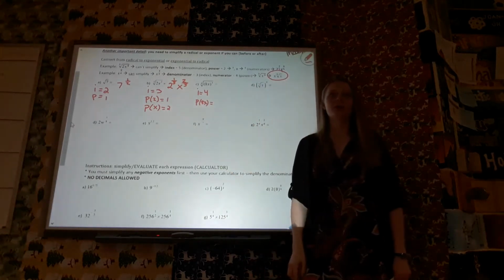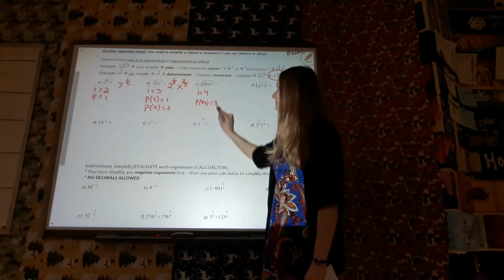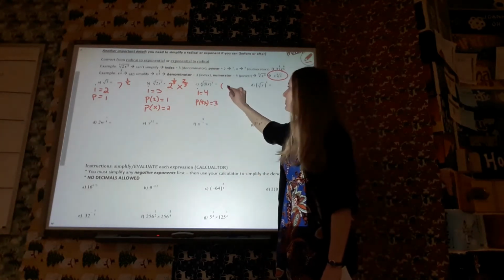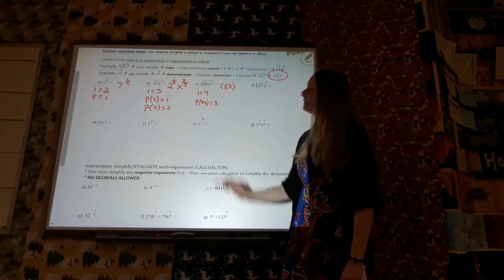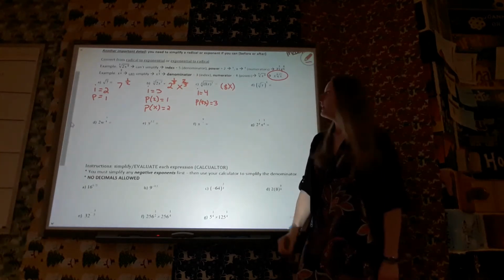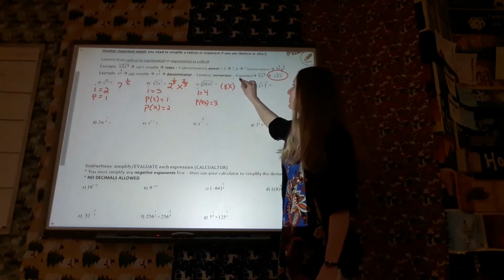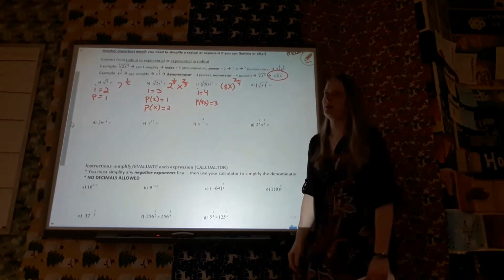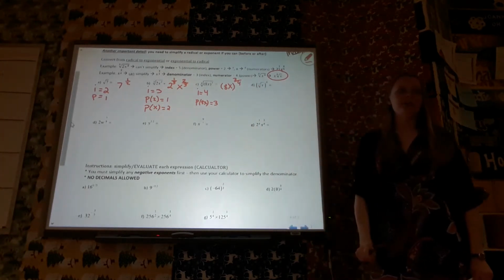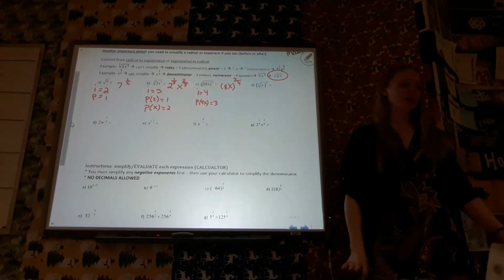What's the power of that term? 3. Okay? So I'm going to leave the parentheses there like this. And then if the power is 3 and the index is 4, 3/4. Now, I'm perfectly fine with you leaving the answer like this. I'm totally fine with that. That is what I would accept.